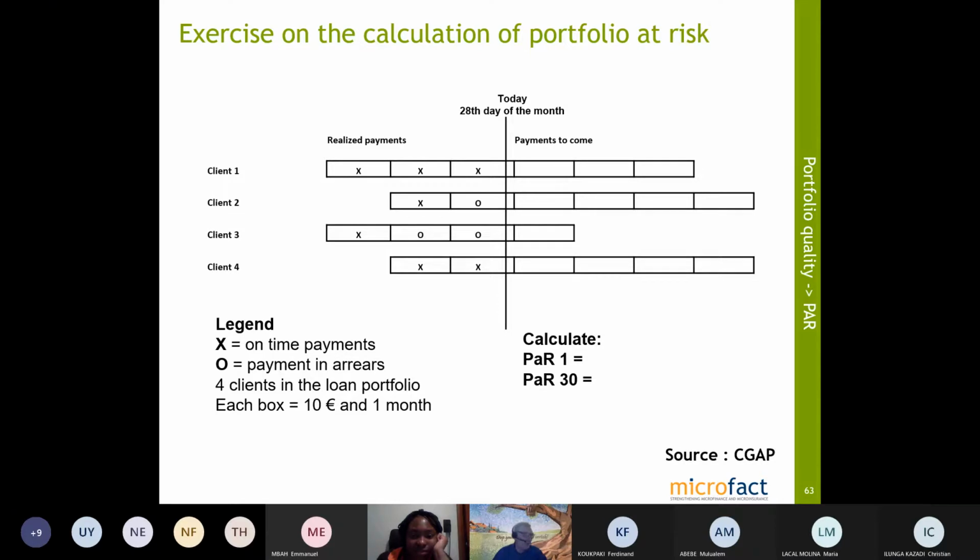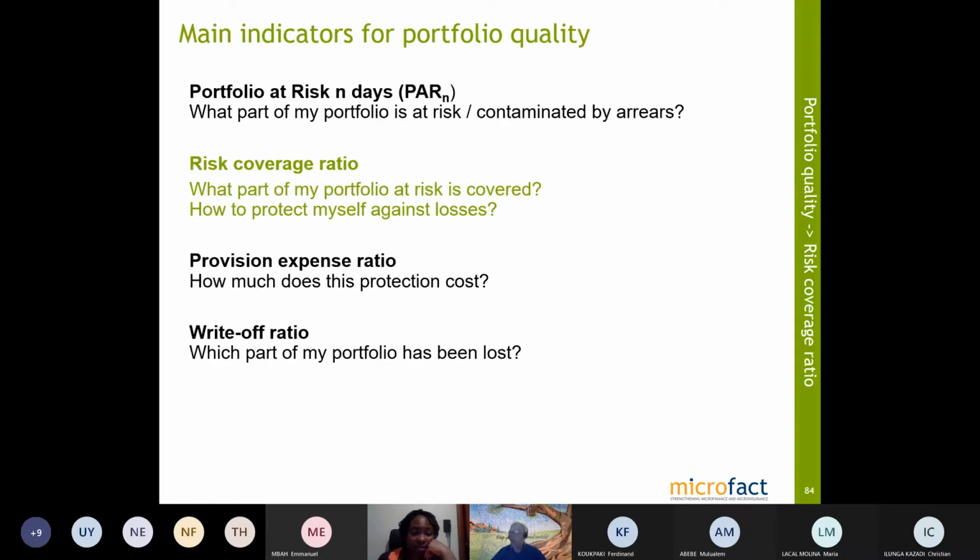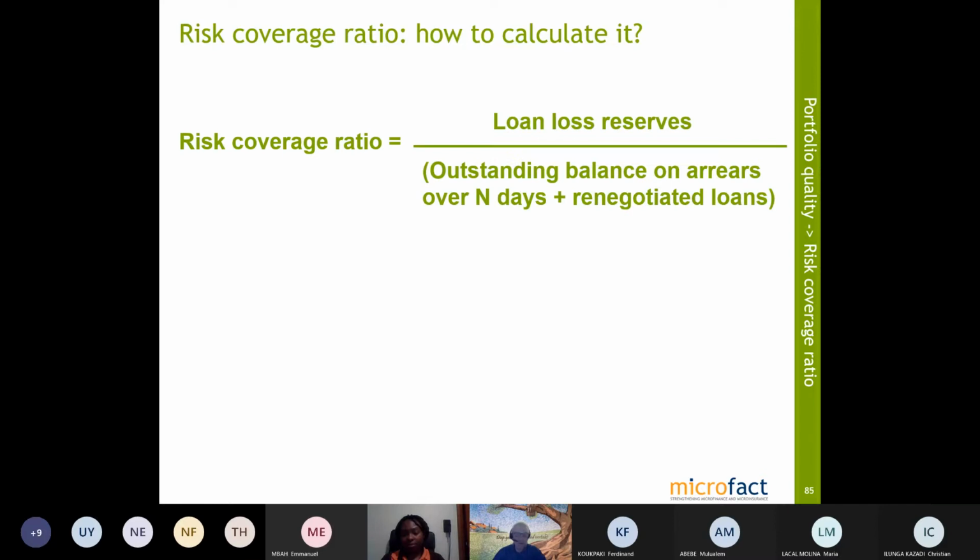Okay. Let's go to the next quite easy indicator. It's the risk coverage ratio. What part of my portfolio at risk is covered? It's straightforward. You take the loan loss reserves. How many reserves do you have created? And you compare this to the outstanding balance on arrears on a number of days. You really are looking to what is outstanding balance on arrears plus including the renegotiated loans. So you're looking actually to what extent is my portfolio at risk 30 days covered by loan loss reserves.